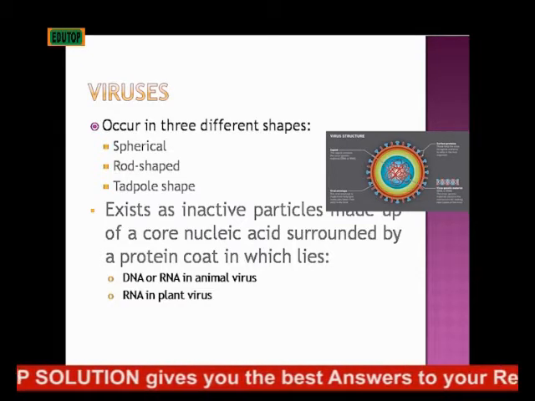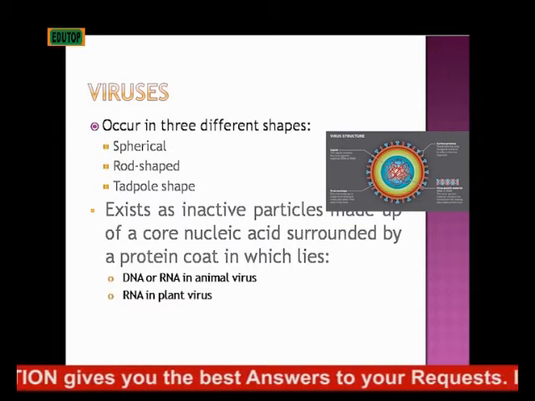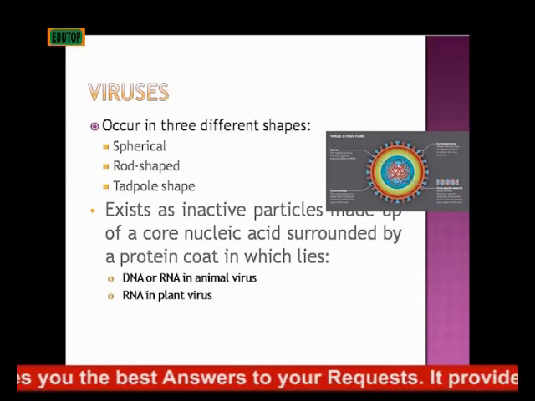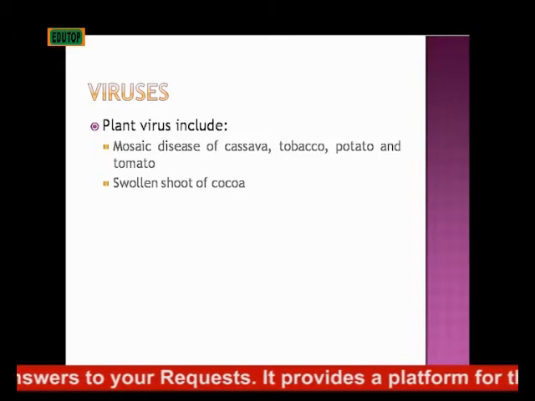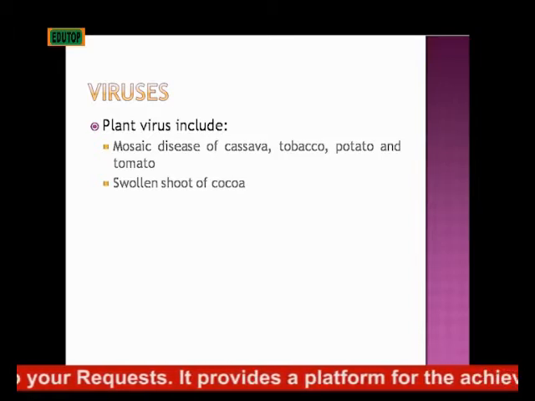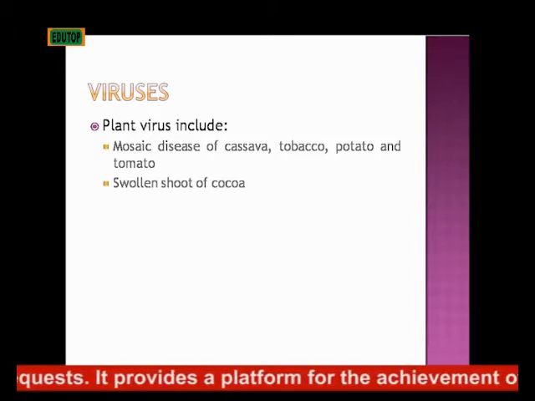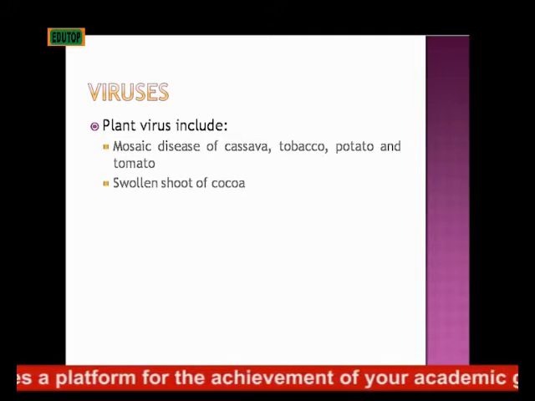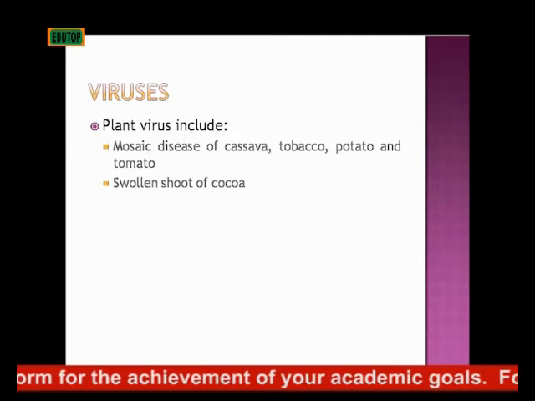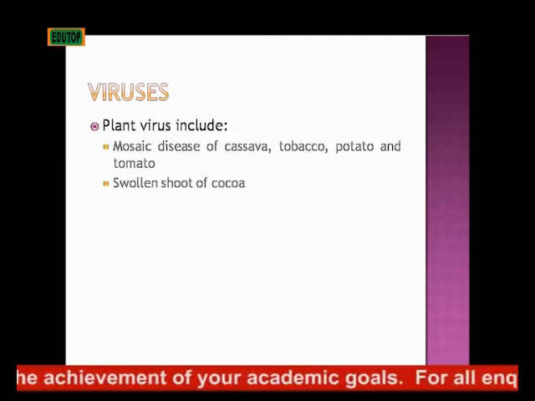Examples of plant virus diseases include the mosaic disease of cassava, tobacco, potato and tomato. This disease affects this group of plants that I've just mentioned: potato, tomato, tobacco, and cassava.